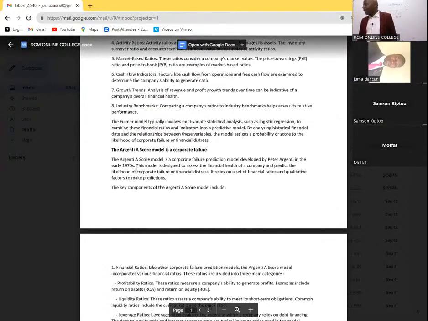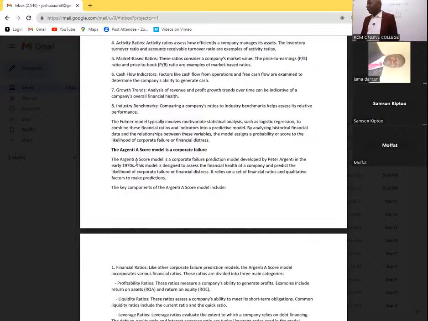So we are discussing here, the Argenti A score model is a corporate failure prediction model developed by Peter Argenti in the early 1970s. The model is designed to assess the financial health of a company and predict the likelihood of corporate failure or financial distress. It relies on a set of financial ratios and qualitative factors to make predictions. Actually, in most cases, it looks at qualitative factors. It measures bankruptcy using qualitative factors.